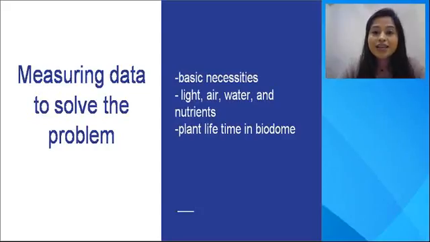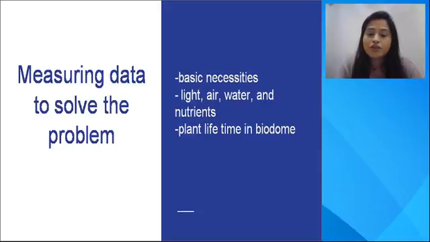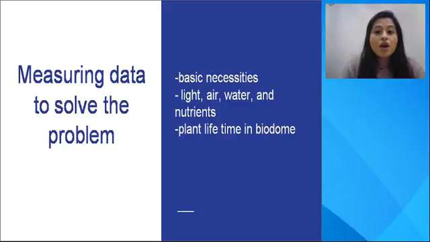Hello, my name is Kelly. I'm going to be talking about measuring data to solve the problem. This is going to include our basic necessities that a plant needs in order to survive, which includes light, air, water, and nutrients. And of course, we're going to measure the plant life in the biodome, as in how long it lasts before it dies, what's contaminating the rate of the growth, and anything in that nature.